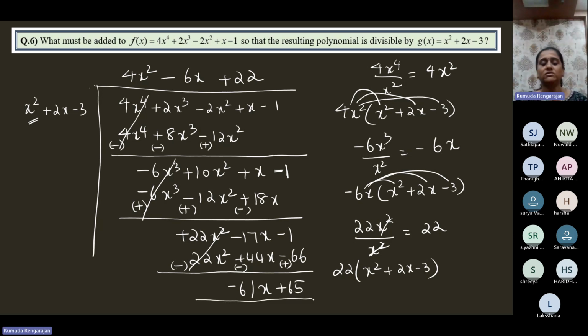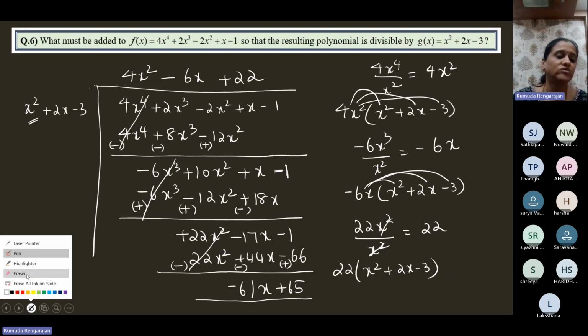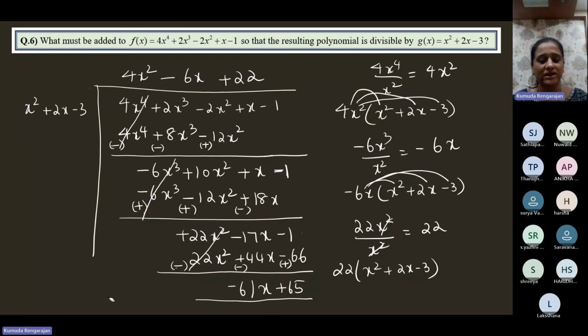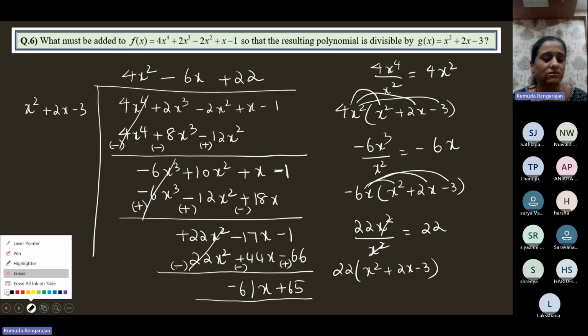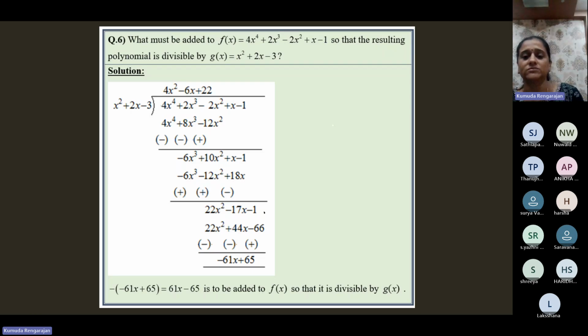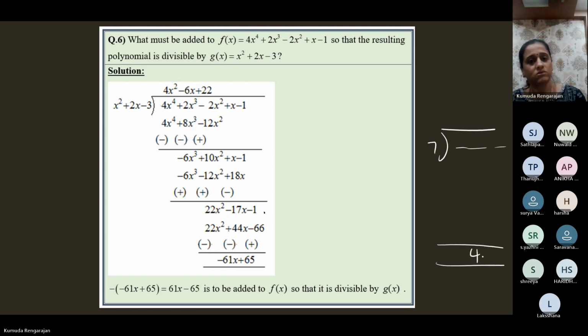Now, how do we know that the division has come to an end? When the degree of the remainder goes less than the degree of the divisor, you need to stop the division process. Exactly like we do with the numerical situation, when you divide some number by 7 and the remainder is 4, you stop the division. Why? Because the remainder has gone less than 7.